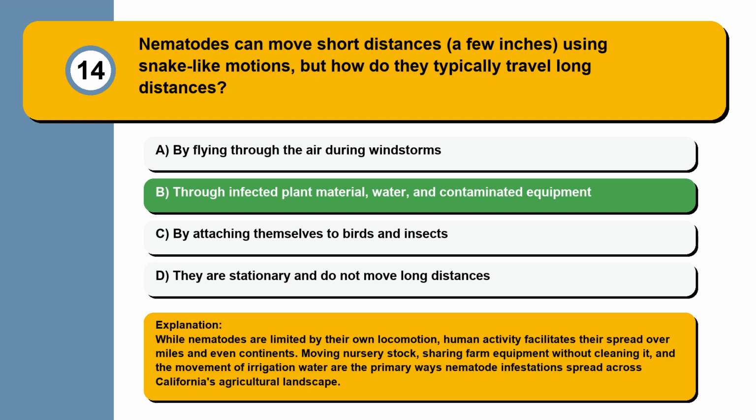While nematodes are limited by their own locomotion, human activity facilitates their spread over miles and even continents. Moving nursery stock, sharing farm equipment without cleaning it, and the movement of irrigation water are the primary ways nematode infestations spread across California's agricultural landscape.